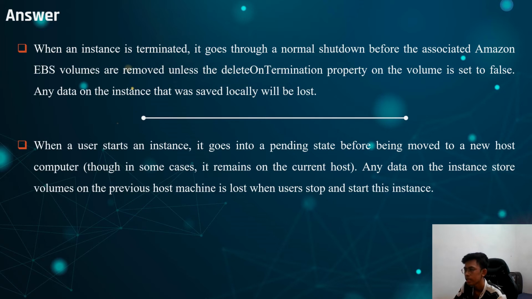When an instance is terminated, it goes through a normal shutdown before the associated Amazon EBS volumes are removed, unless the delete on termination property on the volume is set to false. Any data on the instance that was saved locally will be lost.